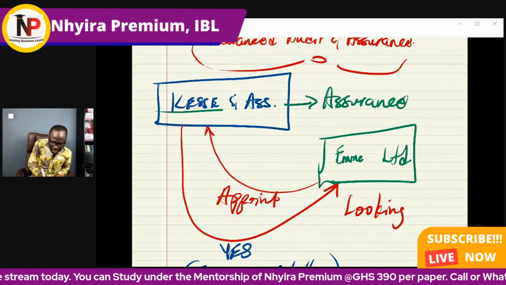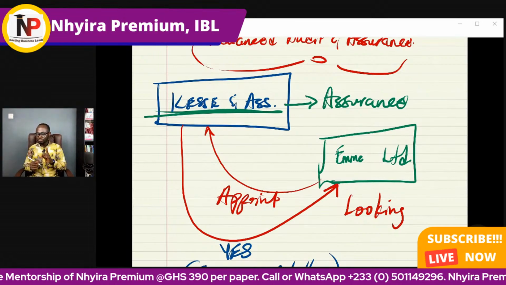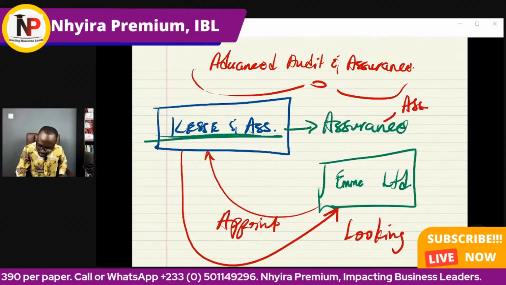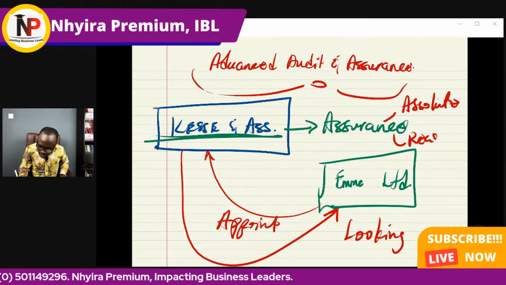That is the same thing that the auditors, Kessie and Associates, are doing. But then they are not giving us absolute assurance. That is very critical. What they are giving us is reasonable assurance.